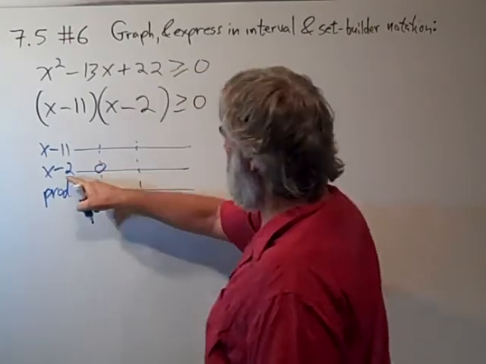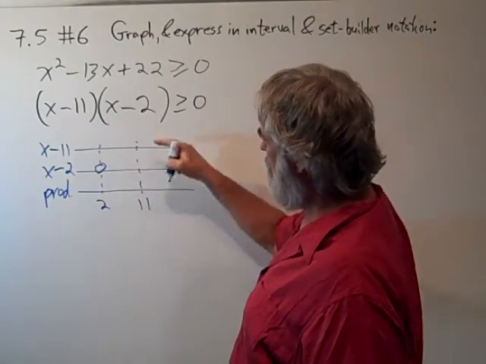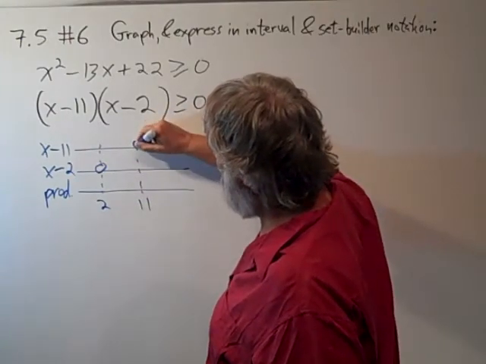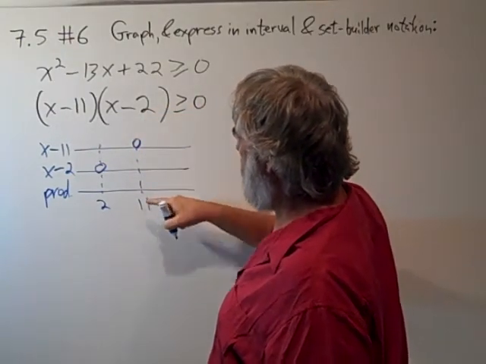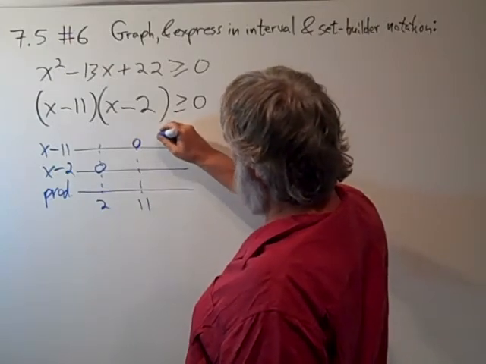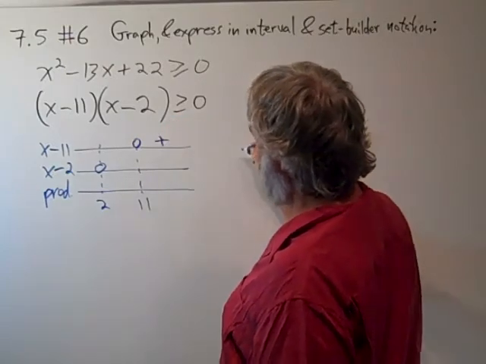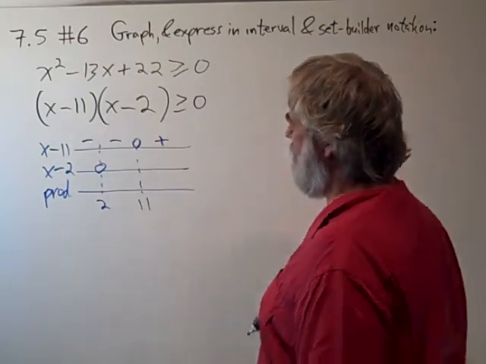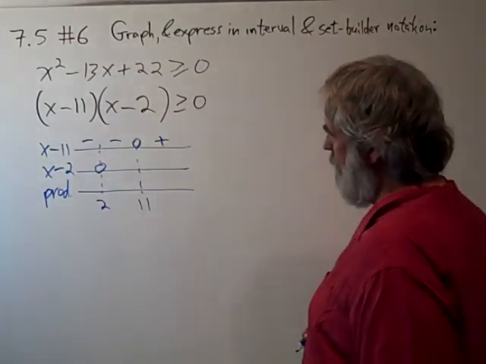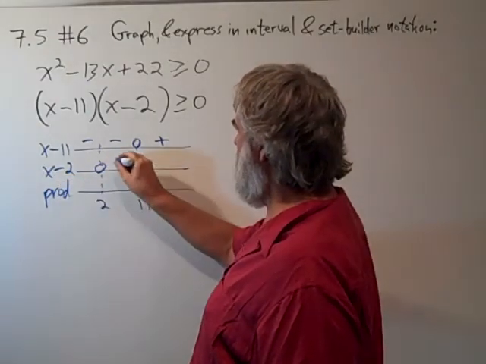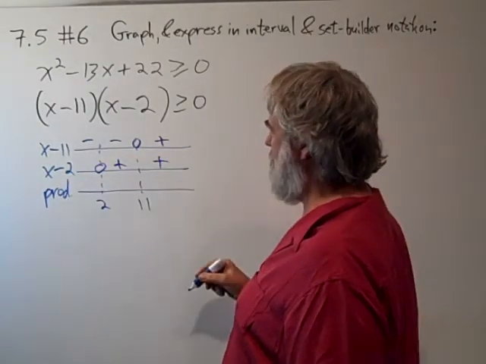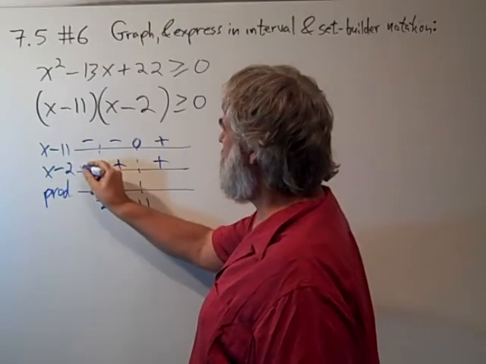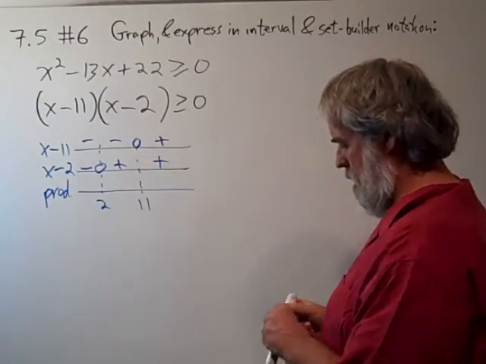X minus 2 is equal to 0 when x equals 2, and x minus 11 is equal to 0 when x equals 11. When x is larger than 11, x minus 11 is positive. When x is less than 11, x minus 11 is negative. When x is larger than 2, x minus 2 is positive. When x is less than 2, x minus 2 is negative.